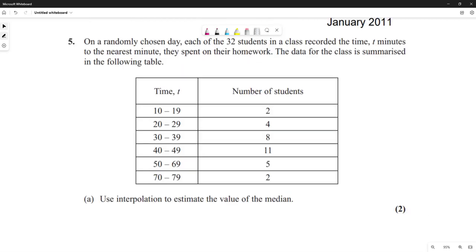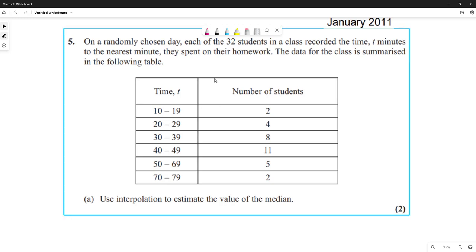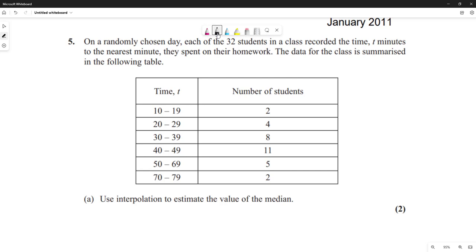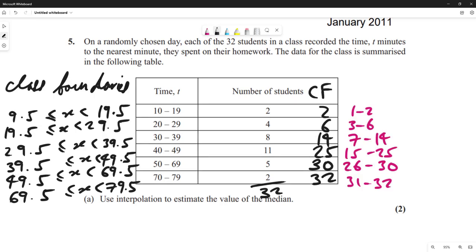Here's a question for you to try. You can pause the video and when you're done, I will go through my worked solution. Okay, welcome back. So we've got gaps in our data. So the first thing we ought to do is to write the class boundaries. So now we have everything we need in terms of the class boundaries and the cumulative frequency respectively.